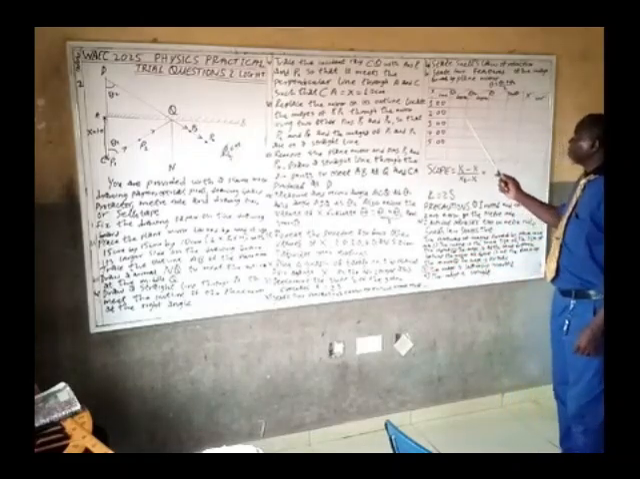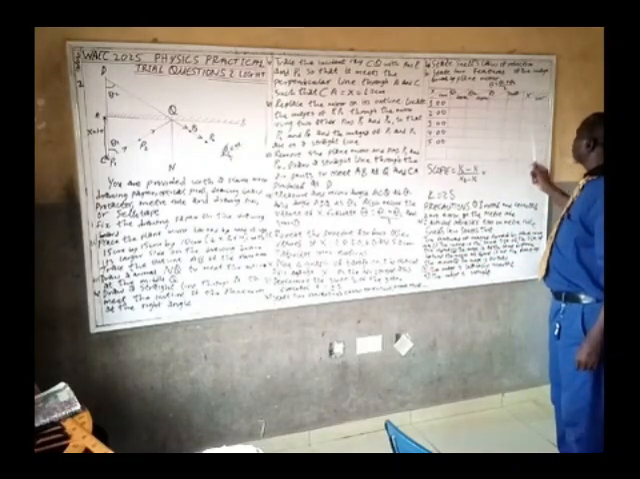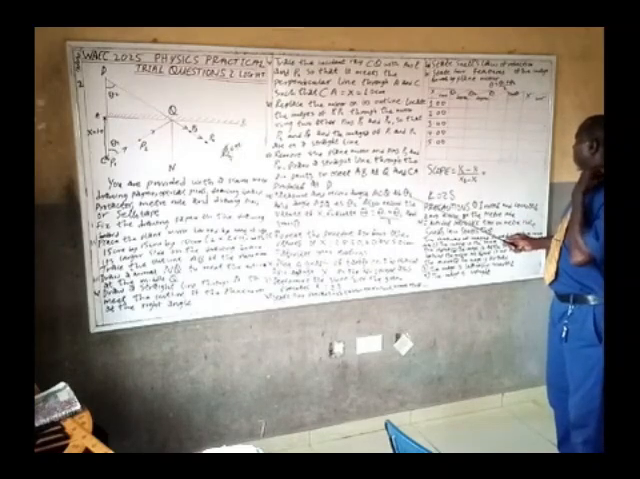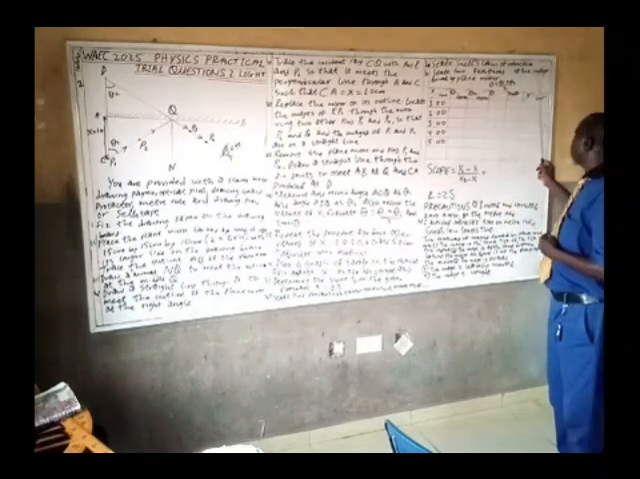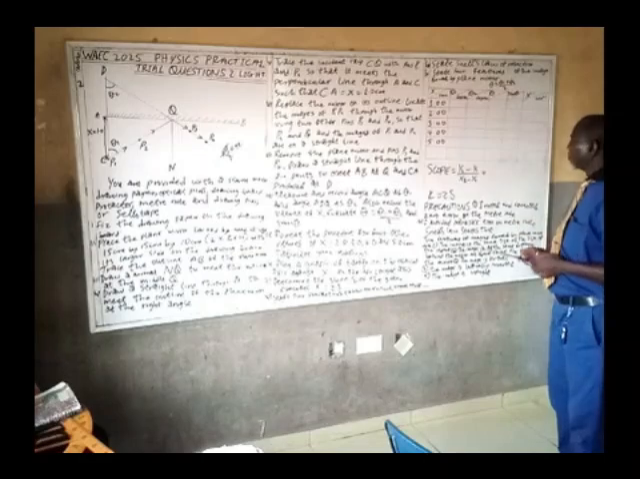State two precautions taken to ensure accurate results. B1, state Snell's law of refraction. B2, state 4 features of the image formed by a plane mirror.